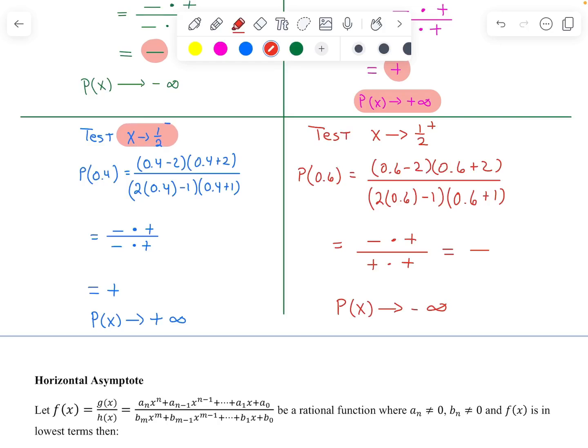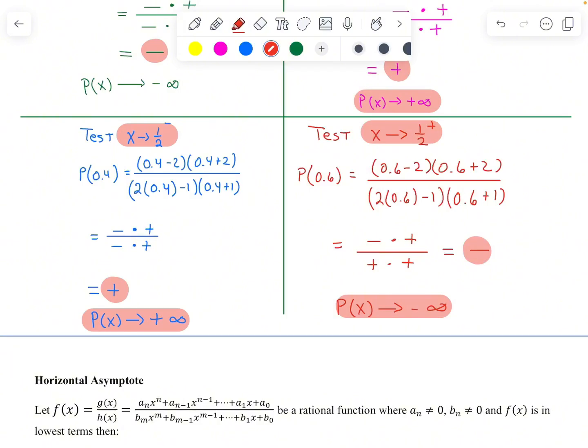As x approaches 1/2 from the left, I tested 0.4 because 0.4 is less than 1/2, and the result is a positive output value, which means as x approaches 1/2 from the left, p of x approaches positive infinity. And finally, I tested a value of x that was to the right of 1/2. 0.6 is greater than 1/2, so I tested 0.6, and the result is a negative output value, which means as x approaches 1/2 from the right, p of x approaches negative infinity.